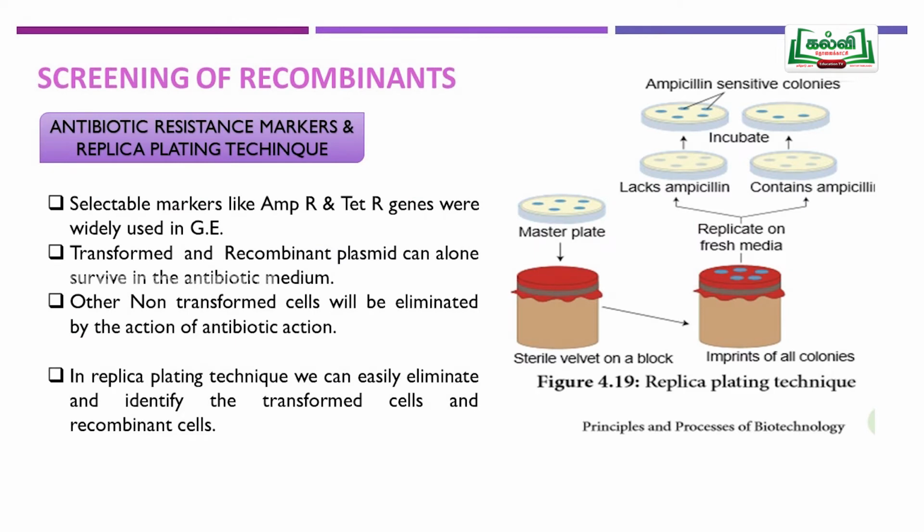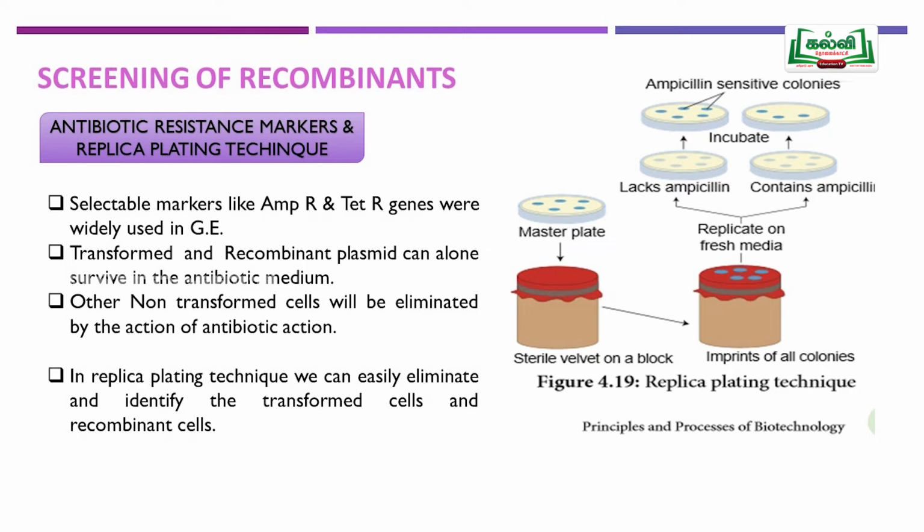The next one is screening of recombinant clones by antibiotic resistance markers and the replica plating technique. Selectable markers, especially ampicillin resistance and tetracycline resistance genes, are widely used in genetic engineering to identify transformed and recombinant cells in antibiotic-containing media. The other non-transformed cells, which don't possess this particular plasmid with ampicillin or tetracycline resistance, will be automatically eliminated by the antibiotic action.